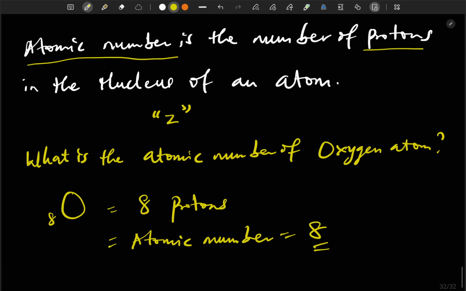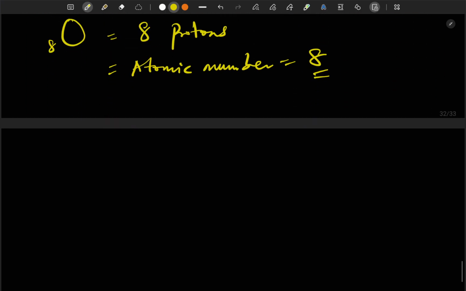So that is very clear. In the same way, what is the atomic number of, let's say, sodium? On the periodic table, what is the number of sodium? If you count again from hydrogen, sodium is number 11. So that means it has 11 protons.